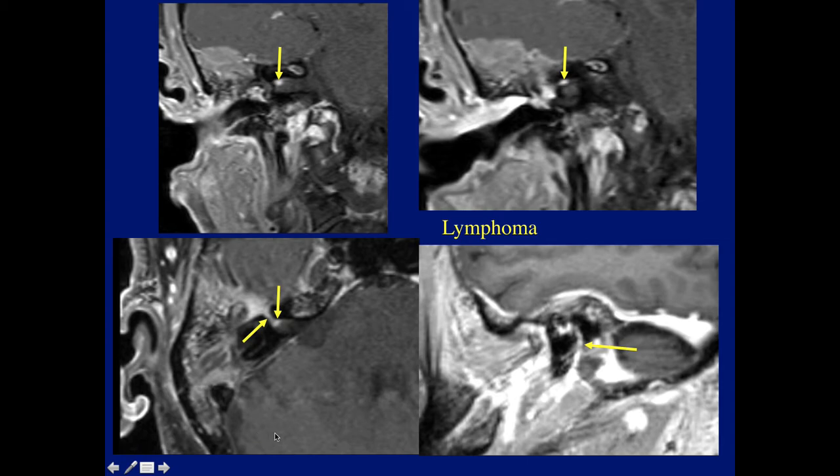Another case of lymphoma, and here we see the IAC, upper part of the IAC. Again, here's a labyrinthine segment. So we know the seventh is involved, and here on the sagittal view, the mastoid segment leading towards the parotid gland.